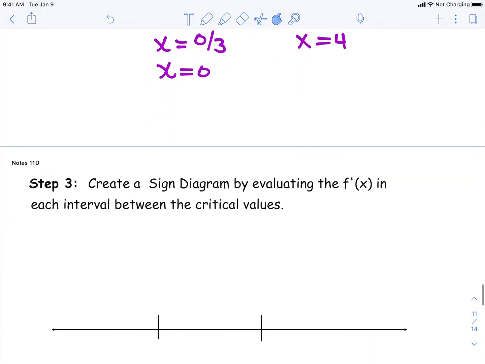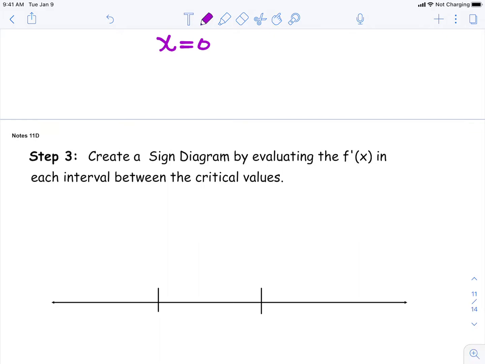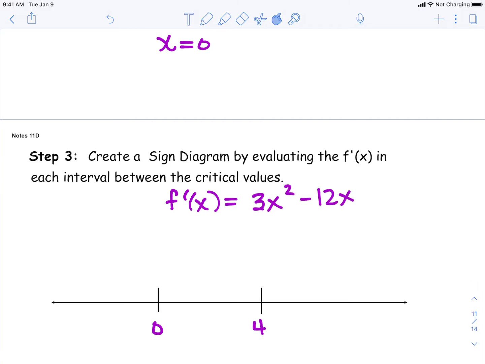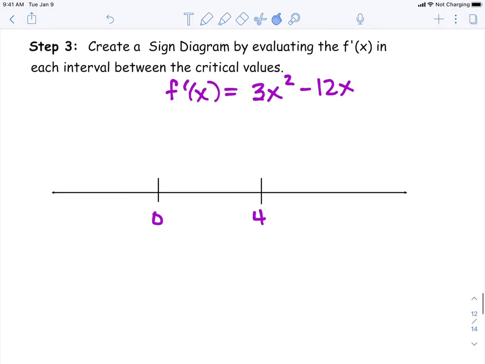Now we're going to create our sign diagram. So here is 0, and there is 4 on our number line. Now I'm just going to write that derivative function down below, so I'm going to be using it later on. All right, so now we're ready to evaluate our derivative function in between those critical points.